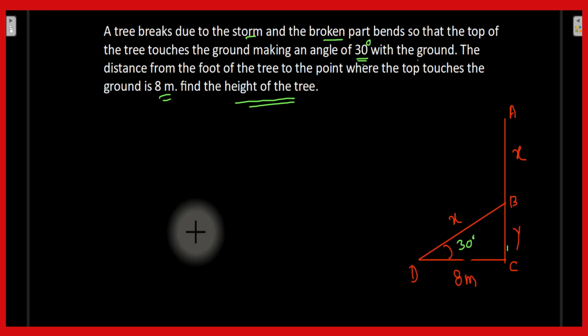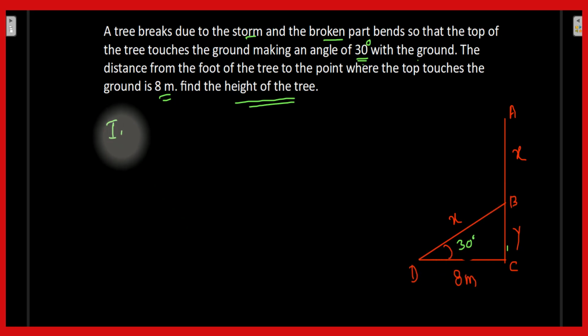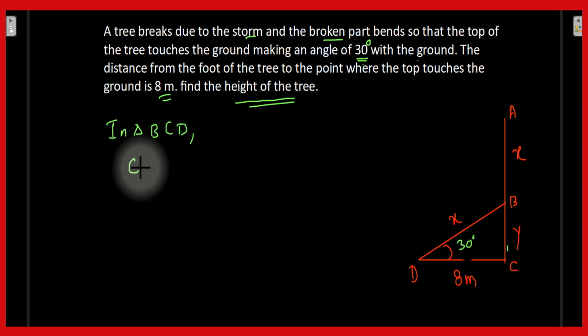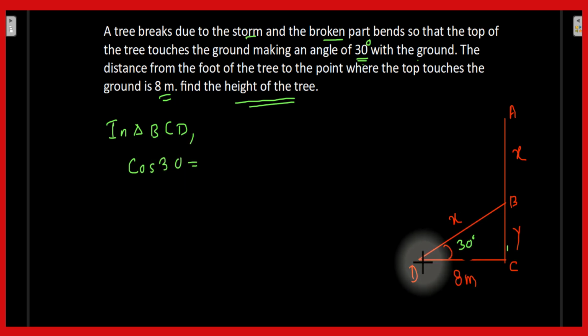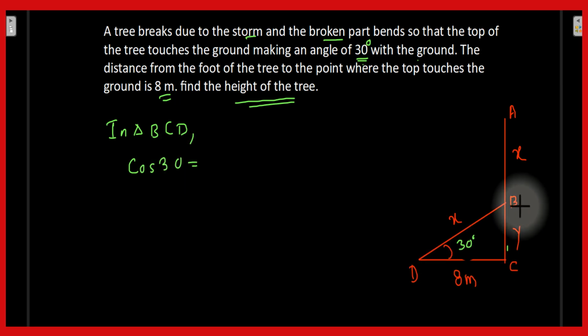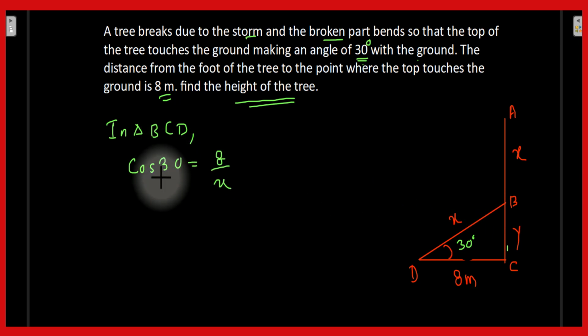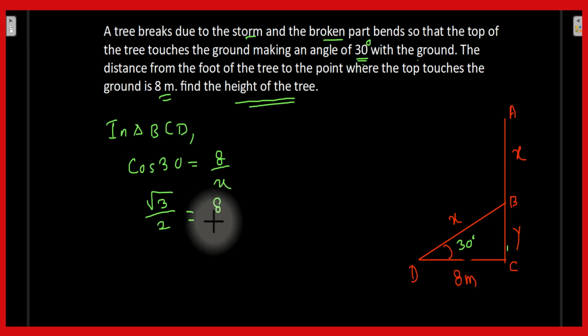So here in triangle BCD, cos 30 is adjacent upon hypotenuse, that is 8 upon X. But cos 30 is root 3 by 2, which is equal to 8 upon X.